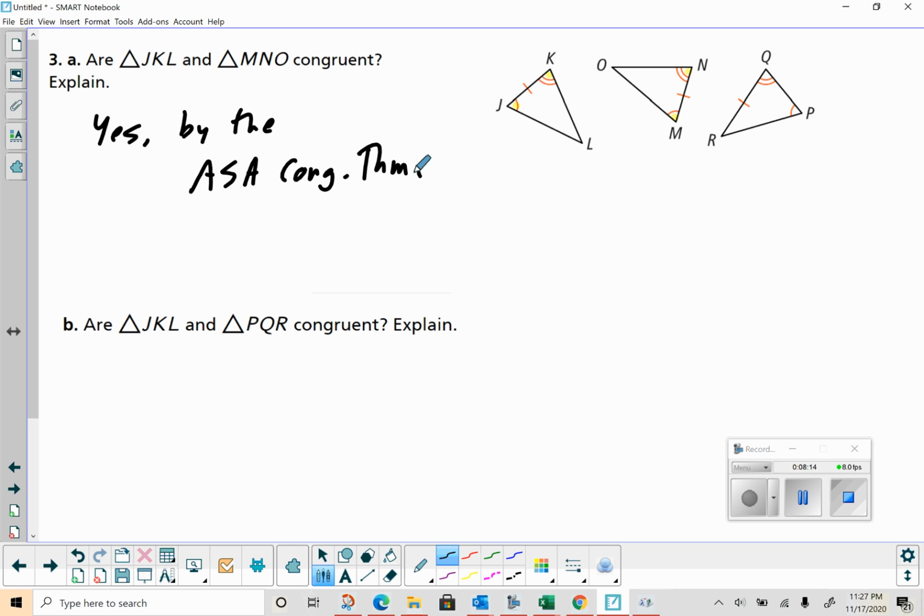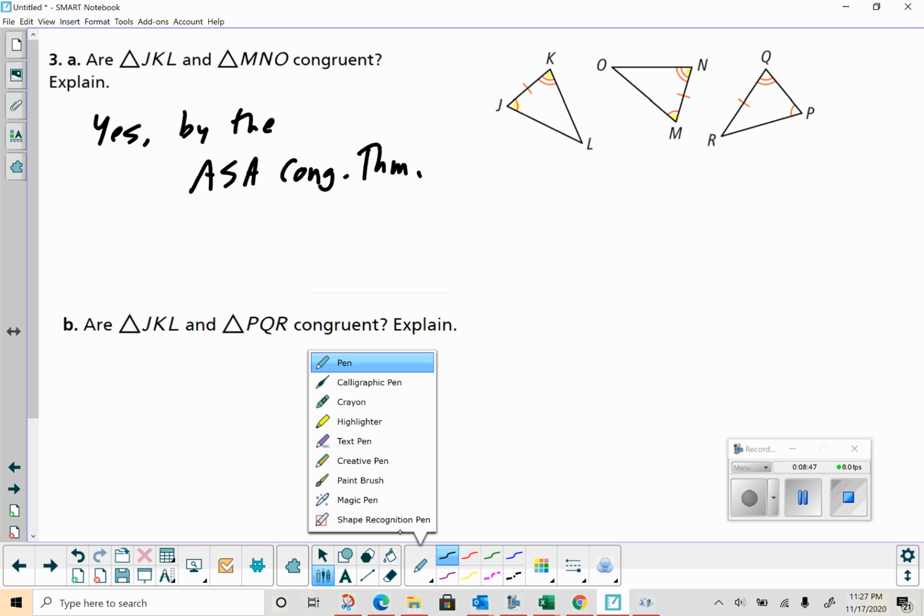Those two triangles have to be congruent by the angle-side-angle congruence theorem. And again, it's a big long name. You can do some abbreviations there. Don't forget the congruence. I will drill that into your heads as we go along here. And then for part B, is triangle JKL congruent to triangle PQR?